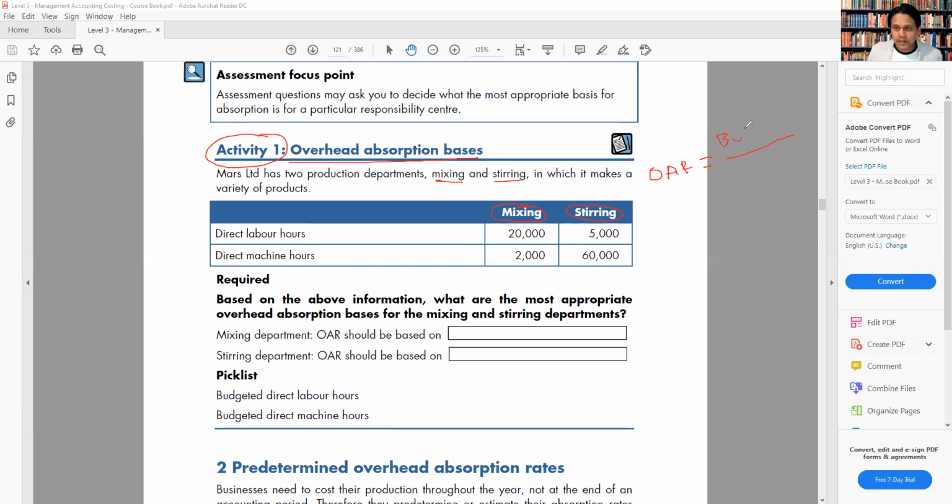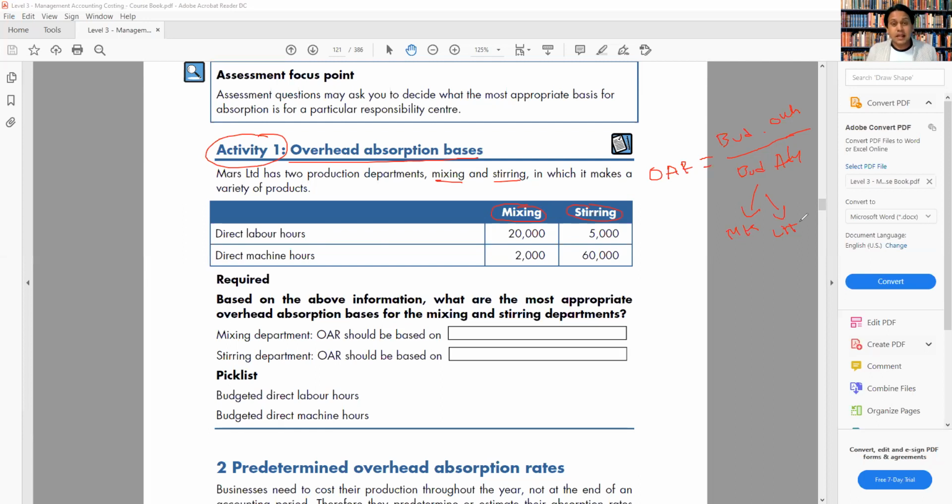it will be budgeted overhead, no doubt, everyone knows it. But on the bottom is budgeted activity. The budgeted activity could be machine hour, could be labor hour. So we need to see which one we should choose. Now in the exam, they will give you both. They will give you the machine hour and the labor hour. So we have to decide which one to choose. Should we take the labor hour? Should we take the machine hour? Now, which one are we going to take?